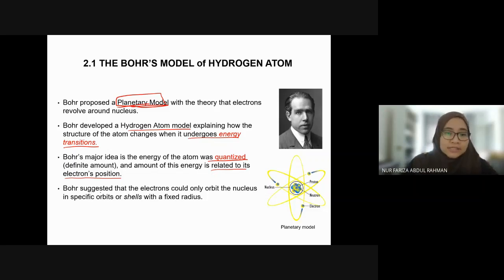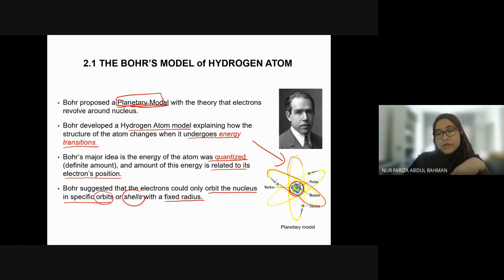Bohr suggested that the electron could only orbit the nucleus in specific orbits or shells with a fixed radius. So this has also been proposed by Bohr, saying that the electron is orbiting the nucleus in a specific orbit. This orbit can also be known as a shell. Like what we have here, we have the nucleus and then this will be the orbit. So we have the electron orbiting the nucleus. This was proposed by Bohr.